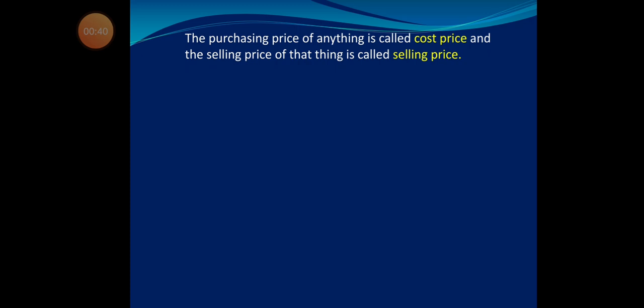In order to understand profit and loss, we first need to understand what is a cost price and a selling price. Well, the cost price is nothing but the price of purchasing, and the selling price is the price at which you are selling your product. Let us understand this by an example.